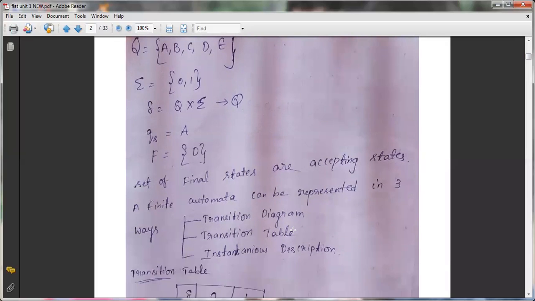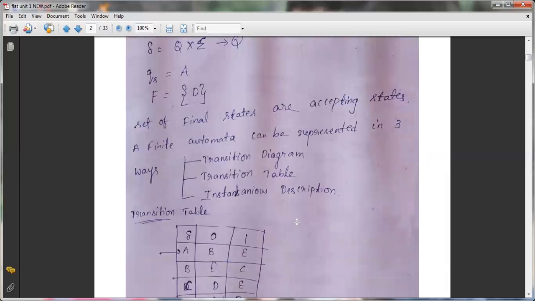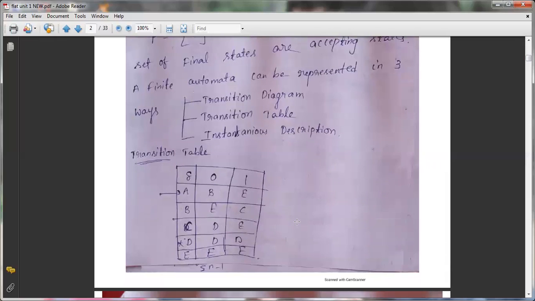In the finite automata, it can be represented in three ways. What are those: transition diagram, transition table, and instantaneous description. Transition diagram, transition table. First, I am going to consider the transition table.